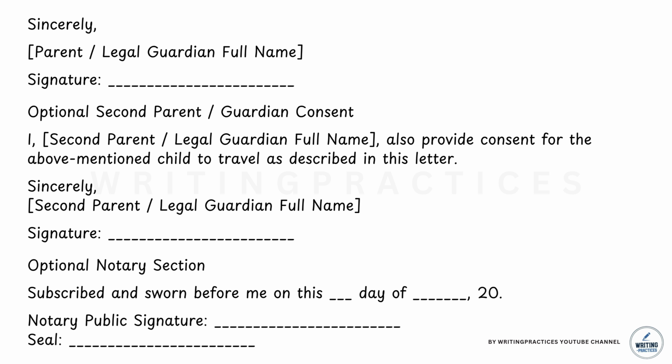Signature and employee details. Finally, include your name, employee ID if applicable, and job title. For example, Daniel Thompson. Employee ID, BL-45821. Warehouse supervisor. This confirms your identity and role within the company. Pro tip, double-check all employee information before submission.